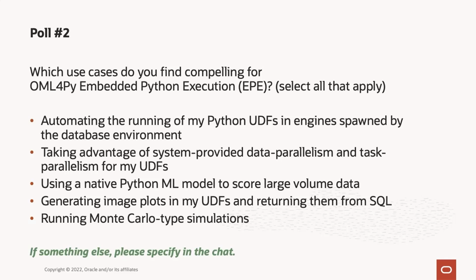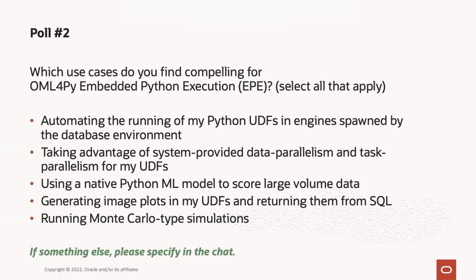And based on what Akasha just told us about use cases, which use case do you find compelling for embedded Python execution? And it should be a multi-select, so select all that apply. Is it automating the running of my Python UDFs in engines spawned by the database environment, sort of a generic capability? Taking advantage of system-provided data parallelism and task parallelism for your user-defined functions?